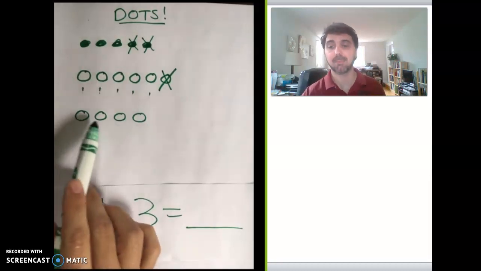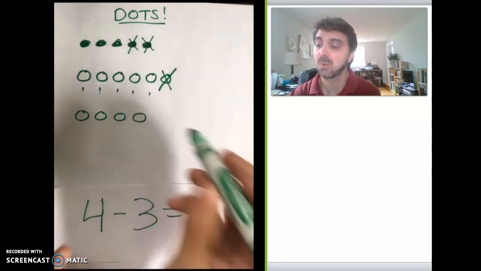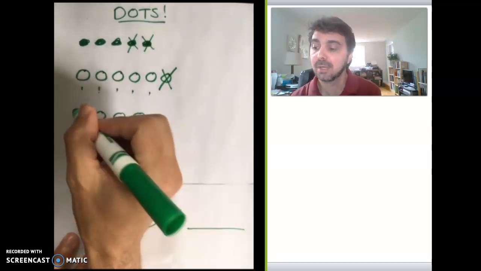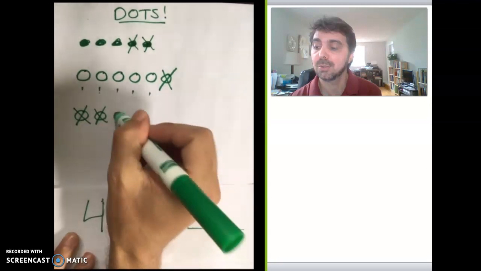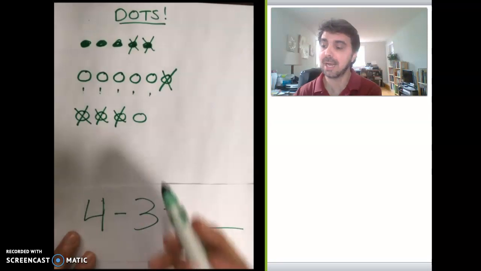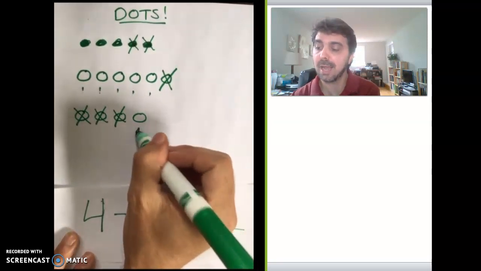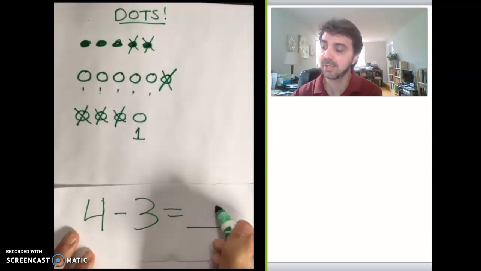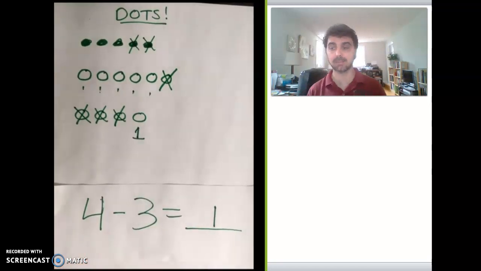So we have 4 apples. Just draw circles. We're going to cross off 3 of them. Cross off 1, 2, 3. So I have 4. I took away 3, and now I'm left with 1 apple. So 4 minus 3 is the same as 1.